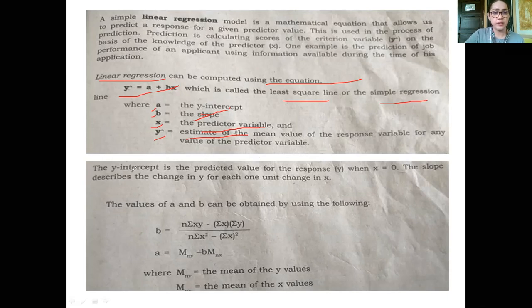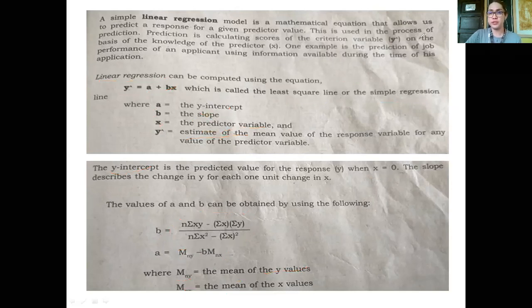So the y-intercept is the predicted value. This is the value that we are trying to predict, the y. So this is based on the description that you can see there in the formula. So the y-intercept is the predicted value for the response or y when x is equal to 0. The slope describes the change in y for each 1 unit change in x. Now the values of a and b can be obtained using the formula presented there on the screen, this one. And this is how you get your b, and your a can be obtained using this formula. We described this one a while ago in the correlation formula. Where your m sub y means the mean of the y values, and your m sub x is your mean of the x values. So I hope you can follow.